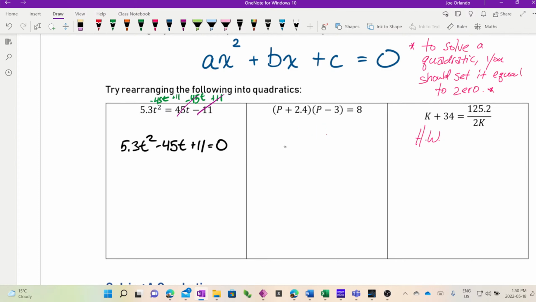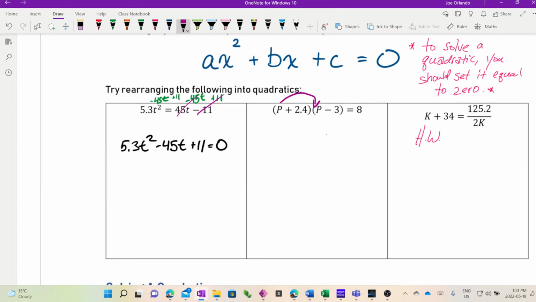Very good insight. Let's actually do this one too, because you'll see here, what do I have to do if I'm going to make it look like this? I'm going to have to expand. That's okay. You can do it for homework, but let's just see this one here. How do you expand this?